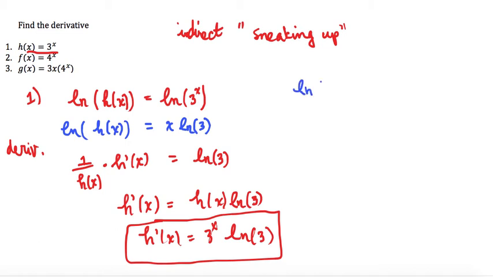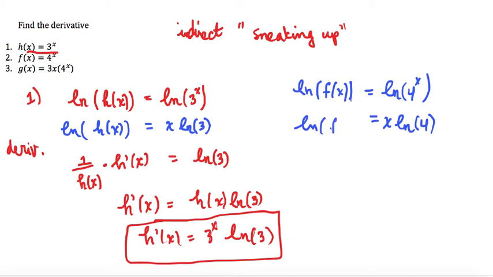We take the natural log of f of x, and that's equal to the natural log of 4 to the x. And then just as before, I can apply the power rule of natural log and pull the x out to the front. And on the left side, still the same, the natural log of f of x. And then I can take the derivative of both sides.